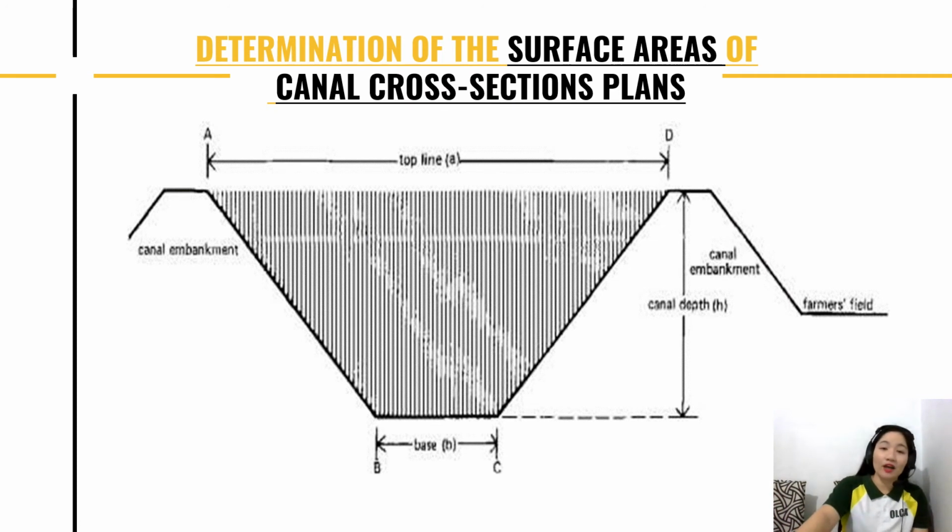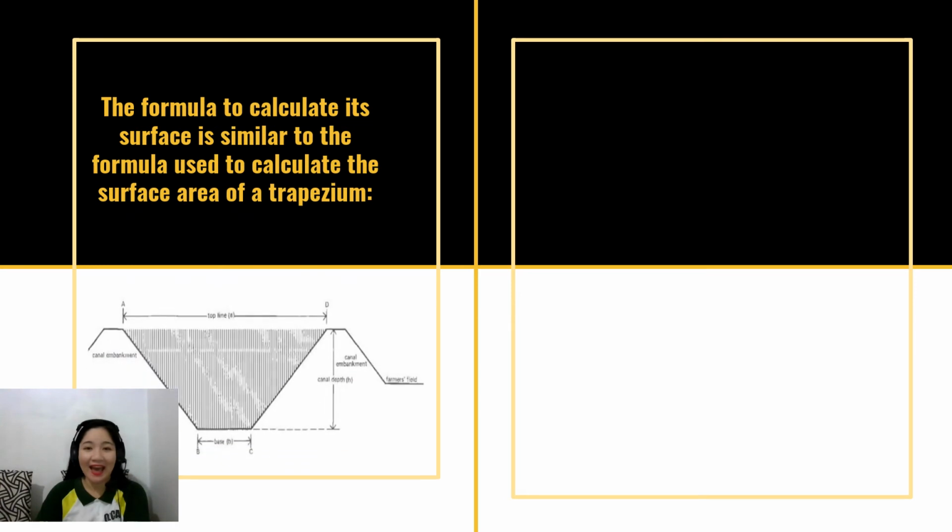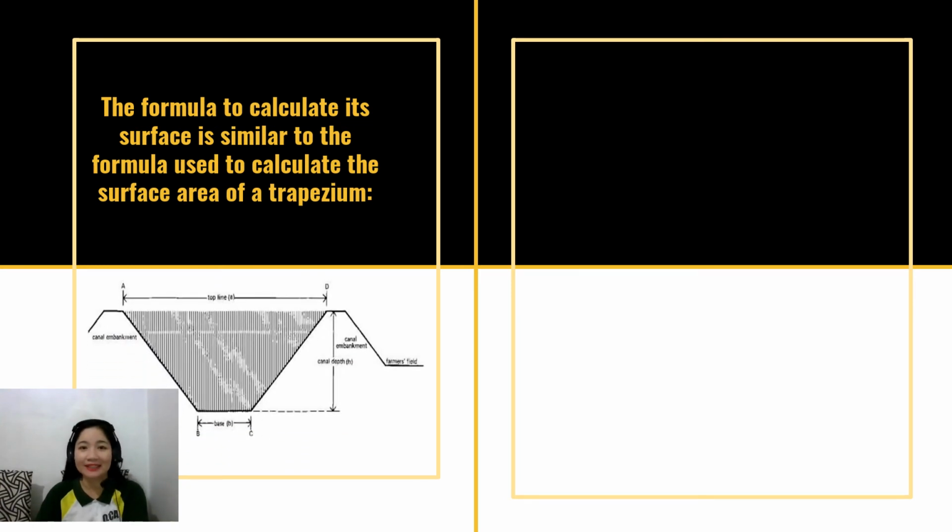So let's move on to the determination of the surface areas of canal cross-section paths. So the most common shape, as you can observe, class, of a canal cross-section is a trapezium, or more truly, an upside-down trapezium, right? Okay, class. So the area hatched on this drawing is also called the canal cross-section, and that's a trapezium shape.